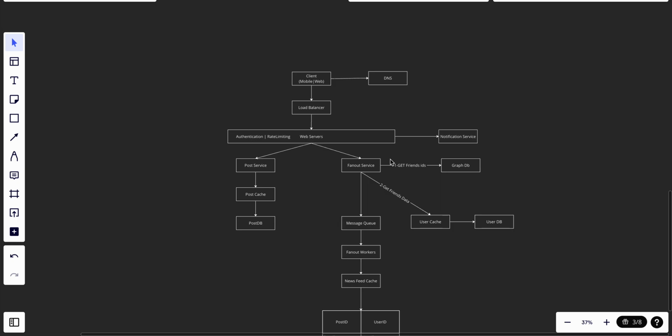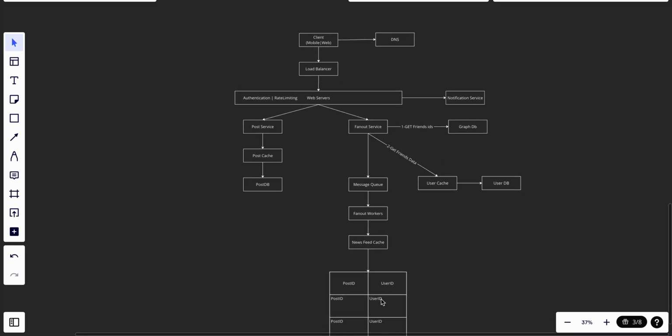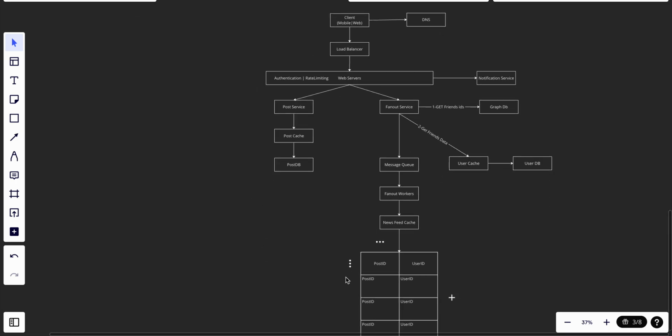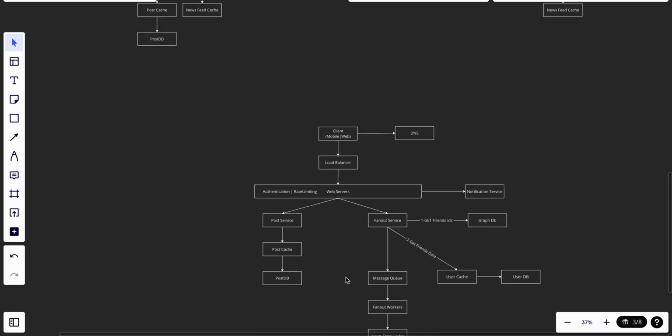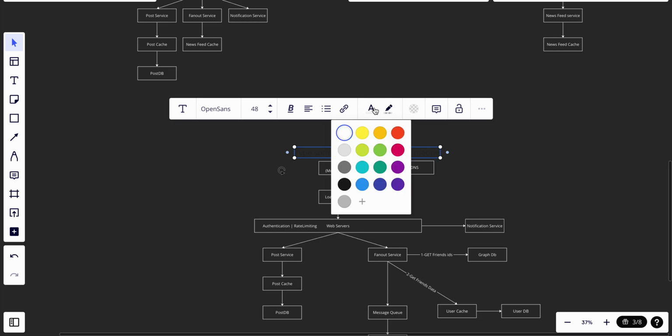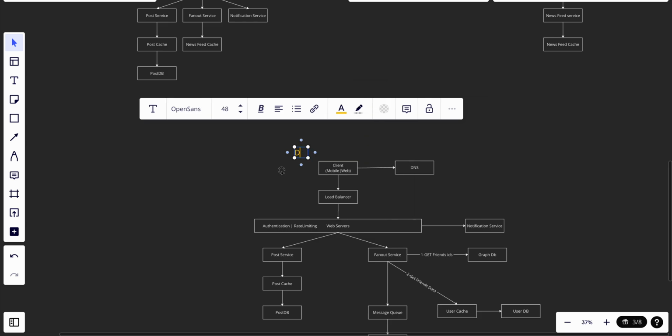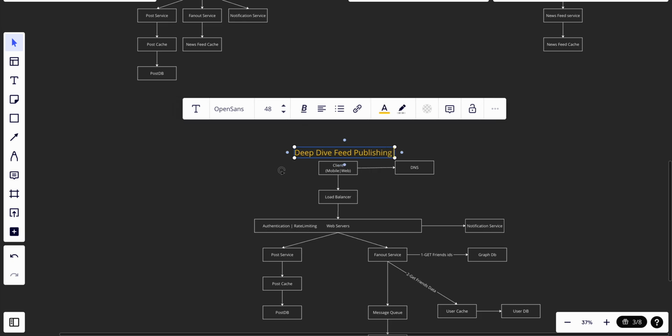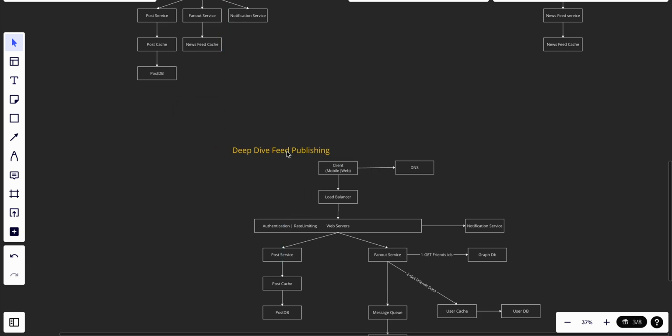If this is the first system of the deep dive of the feed publishing. Okay, so this is the deep dive of the feed publishing, and we want to make a deep dive. Let's just put this one here. Deep dive feed publishing.